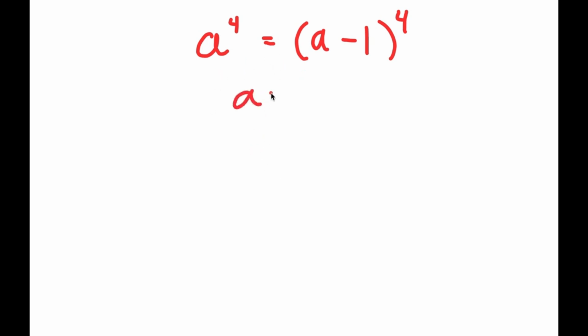Alright, so in this video, I'm going to be solving the equation a to the power of 4 is equal to (a minus 1) to the power of 4. To solve this, my only variable in this equation is a, which is the variable I'm going to be solving for.